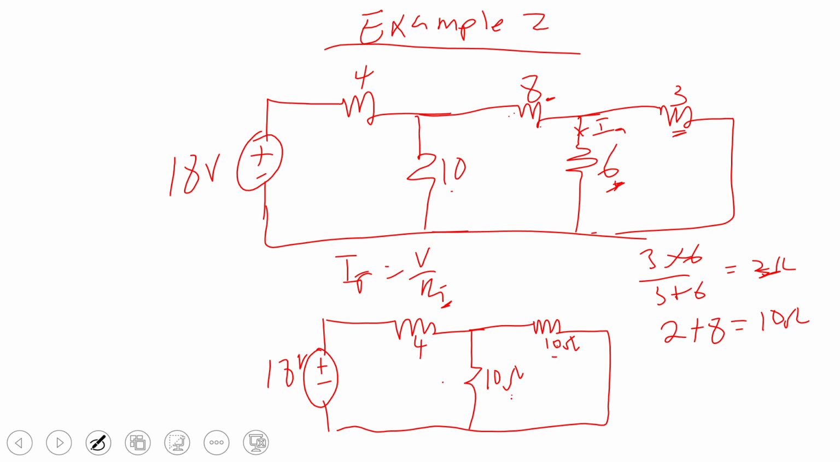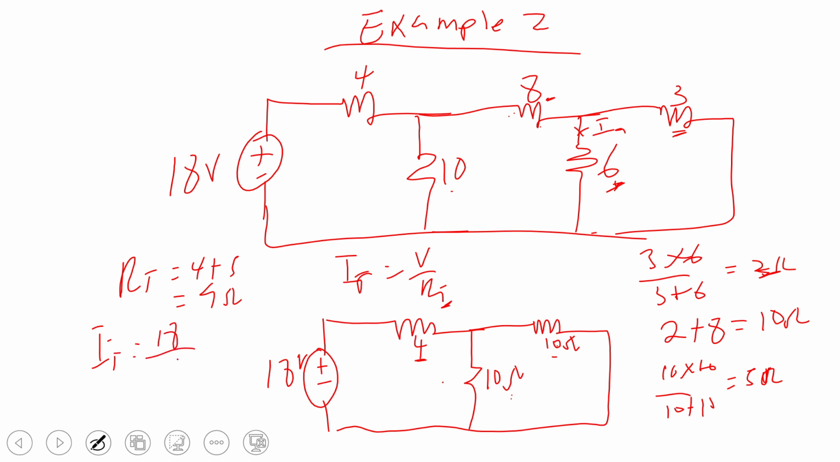Now, let's continue finding the total resistance, and I'll explain why I redrew this. We can see that 10 and 10 are in parallel, so that's 10 times 10 over 10 plus 10, which gives me 5 ohms. The 5 ohm afterwards is going to be in series with this 4, so the total resistance is 4 plus 5, which is 9 ohms. So the total current is 18, the voltage, divided by the total resistance, 9, which is 2 amps.